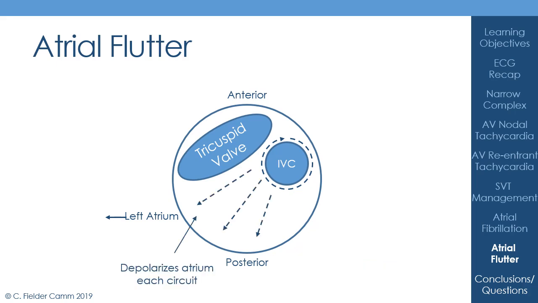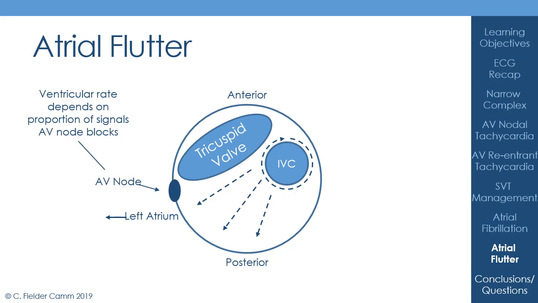And each time the circuit goes round, it depolarizes the atria. Okay? And signals reach the AV node. And the ventricular rate depends on what proportion of the signals the AV node receives that it actually transmits down to the ventricles. So there's a degree of AV node block that occurs. And this is an important function of the AV node, so this is not the same as heart block. It's a mechanism by which the AV node stops 300 beats a minute reaching the ventricles.